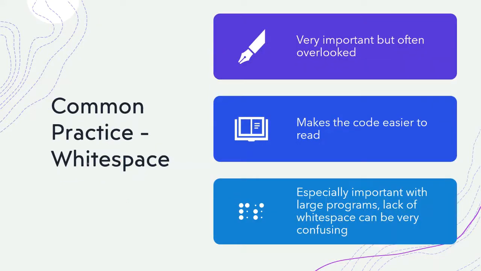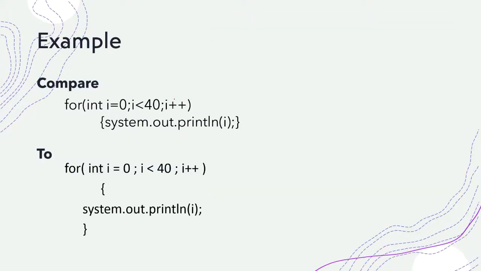We also have white space. White space is very important but often overlooked. It makes the code easier to read, and it is especially important with large programs, where a lack of white space can be very confusing. So this is an example of code that has white space, and this is an example of a program that has no white space. You can see this one here is called white space because there are ample spaces here that make our program easier to read and identify.